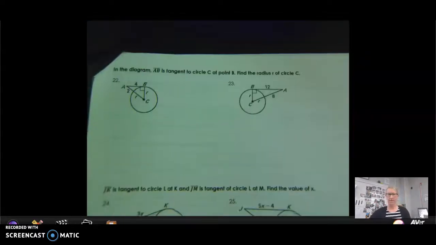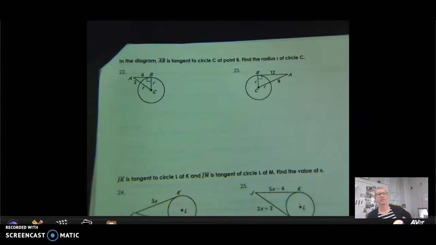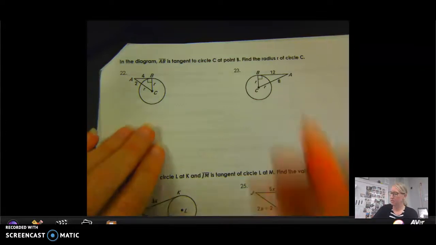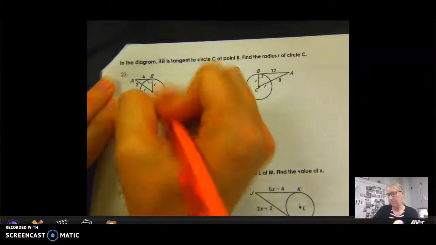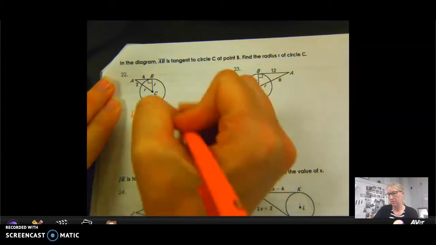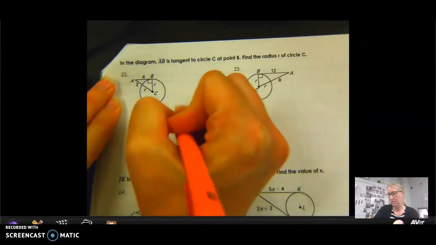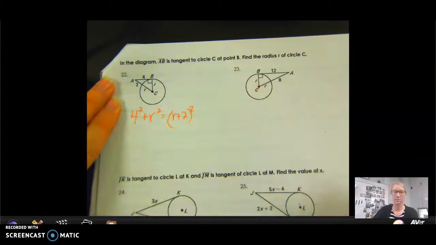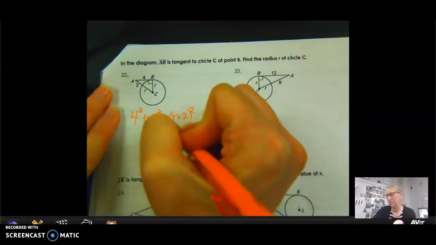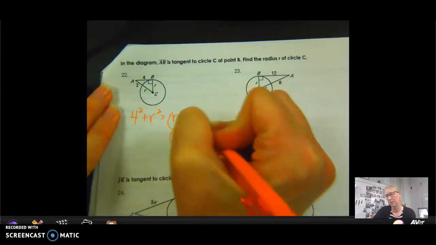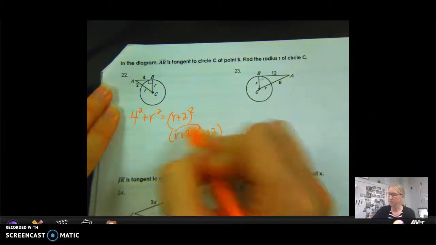Almost there. In the diagram, AB is a tangent to circle C at point B. Find the radius of the circle. So this one, again, would be 4 squared plus r squared should equal r plus 2 squared. Okay, so this you have to remember back to algebra because r plus 2 squared really means to do r plus 2 times r plus 2. Then you have to FOIL.